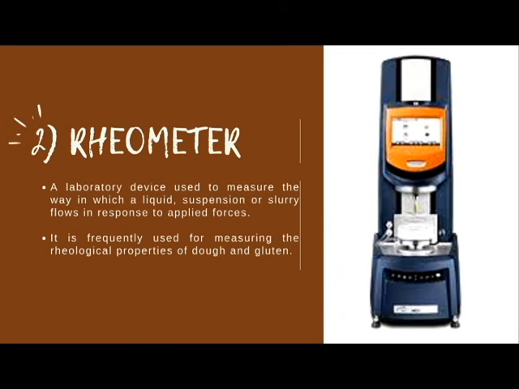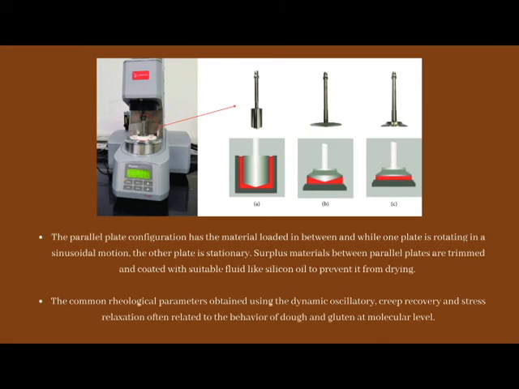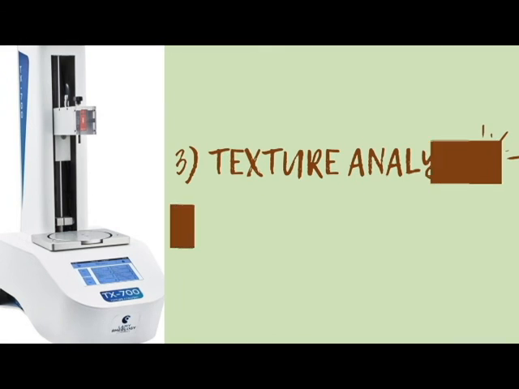The second one, Rheometer, a laboratory device used to measure the way in which a liquid, suspension, or slurry flows in response to applied forces. It is frequently used for measuring the rheological properties of dough and gluten. In the parallel plate configuration, the material is loaded in between, and while one plate is rotating in a sinusoidal motion, the other plate is stationary. Surplus material between the parallel plates is trimmed and coated with a suitable fluid like silicone oil to prevent it from drying. The common rheological parameters obtained using dynamic oscillatory, creep recovery, and stress relaxation tests are often related to the behavior of dough and gluten at the molecular level.